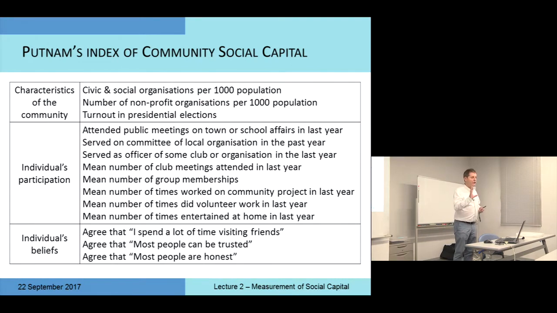Really, the most common measure, I'll come to you in a second, is about trust. And the question that's asked again and again in lots of national surveys in lots of countries is, do you agree with the statement, most people can be trusted?